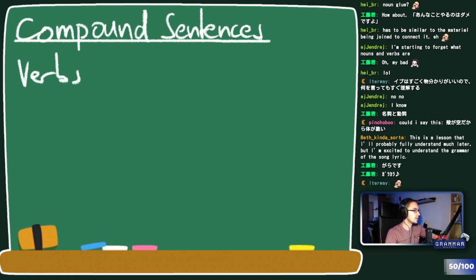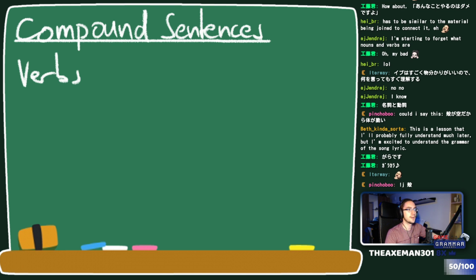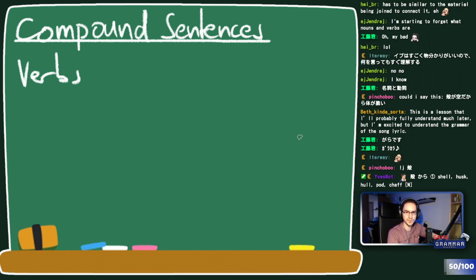So, maybe I can find despite. No. It doesn't have good examples here, so I'll make up my own. It is kara. Ha! I was fooled. It is kara. Shell, husk. With verbs, it's much the same story. So let's look at kara first.